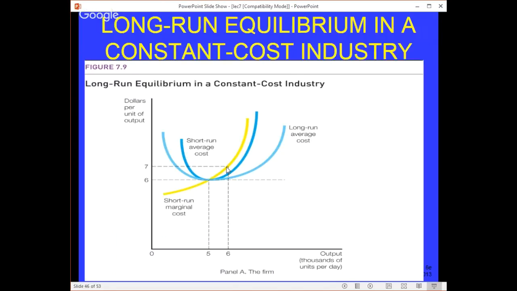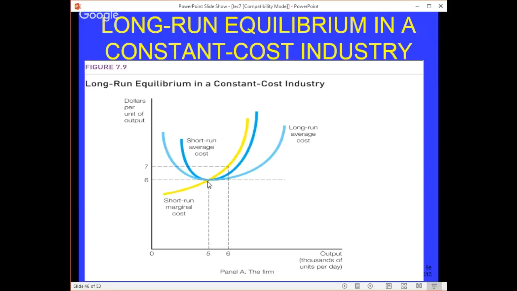I have a short run marginal cost curve, a short run average cost curve. In the short run, for whatever reason, price increases to 7. In that case, I have increasing industry supply, driving the price back down to 6, and causing this firm to go from producing 6 back to producing 5 units. But you'll have a lot more firms producing 5 units.